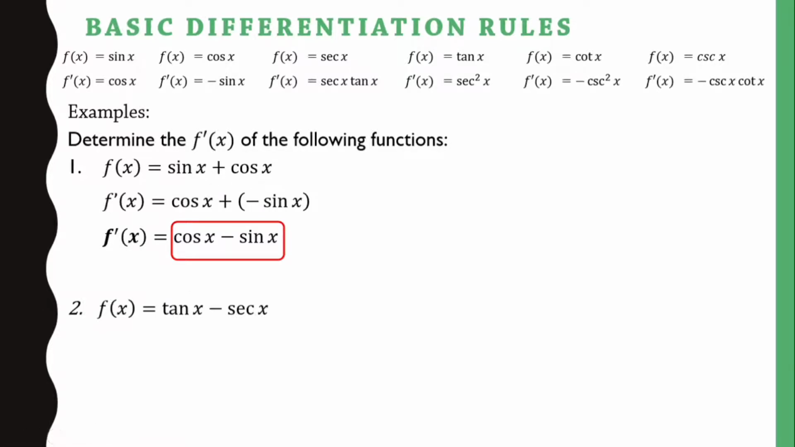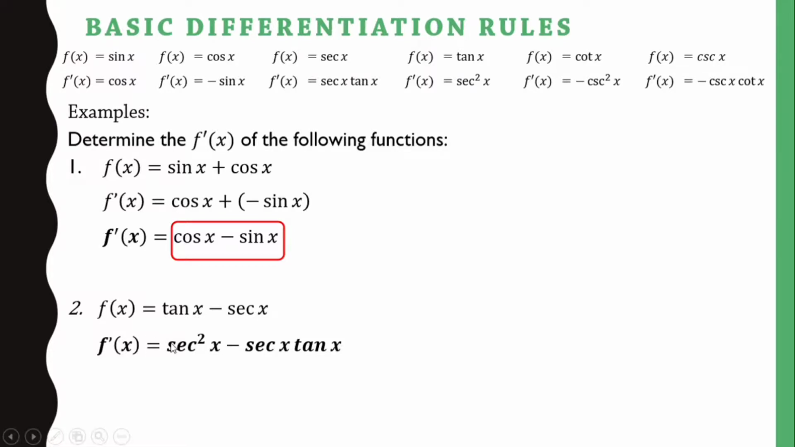Next example, we're going to find the derivative of f of x equals tangent x minus secant x. Again, we simply have to get the derivative of each of the terms given. Take note, the derivative of tangent x is secant squared x. So we have here secant squared x minus the derivative of secant x, which is secant x tangent x. So we have here minus secant x tangent x.